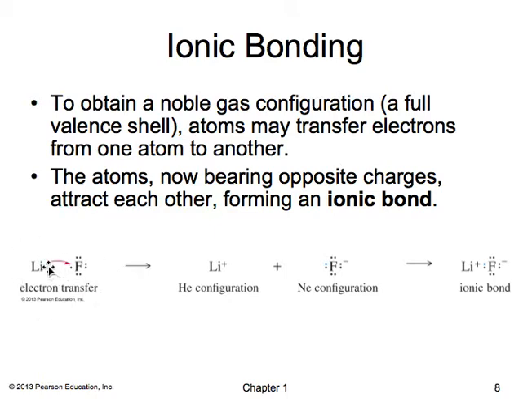You're going to have a transfer of the electron to the fluorine, and note that the arrow here is a half arrow. When there's a half arrow, that means it's a one electron motion. Because of that one electron motion, you have lithium being positively charged, with a helium configuration, and then fluorine being negatively charged with a neon configuration. Now, because they're oppositely charged, they stay around each other, forming this ionic bond.